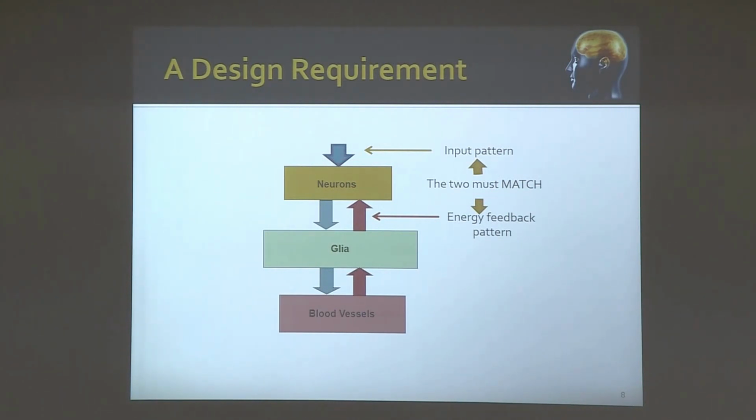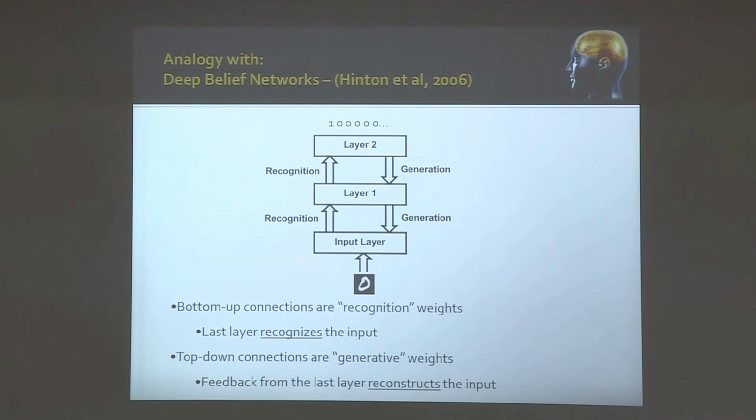Now, if you forget for a moment that these are neurons, these are glia, these are blood vessels, and think of it as just three networks talking to each other with a matching condition, this is basically a deep network. This is what's called a deep belief network. Just think of all of them as neurons.